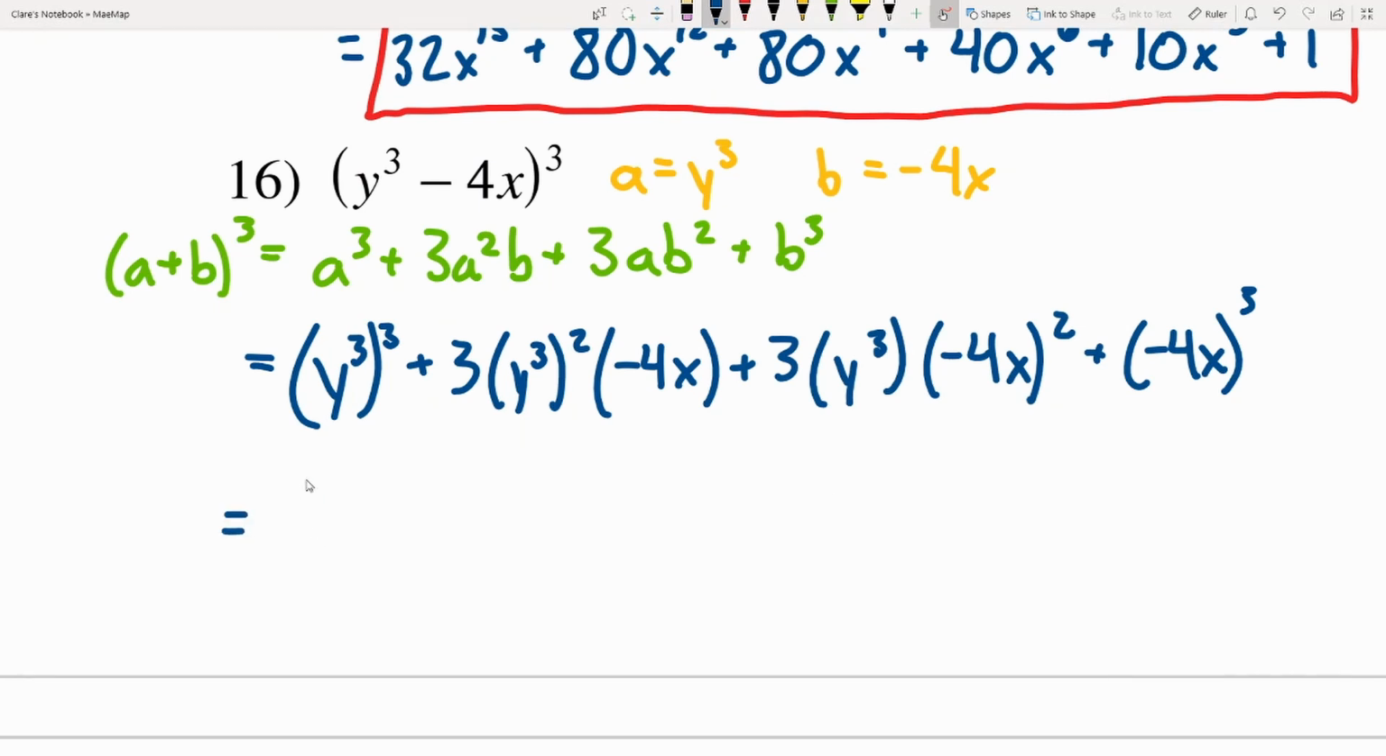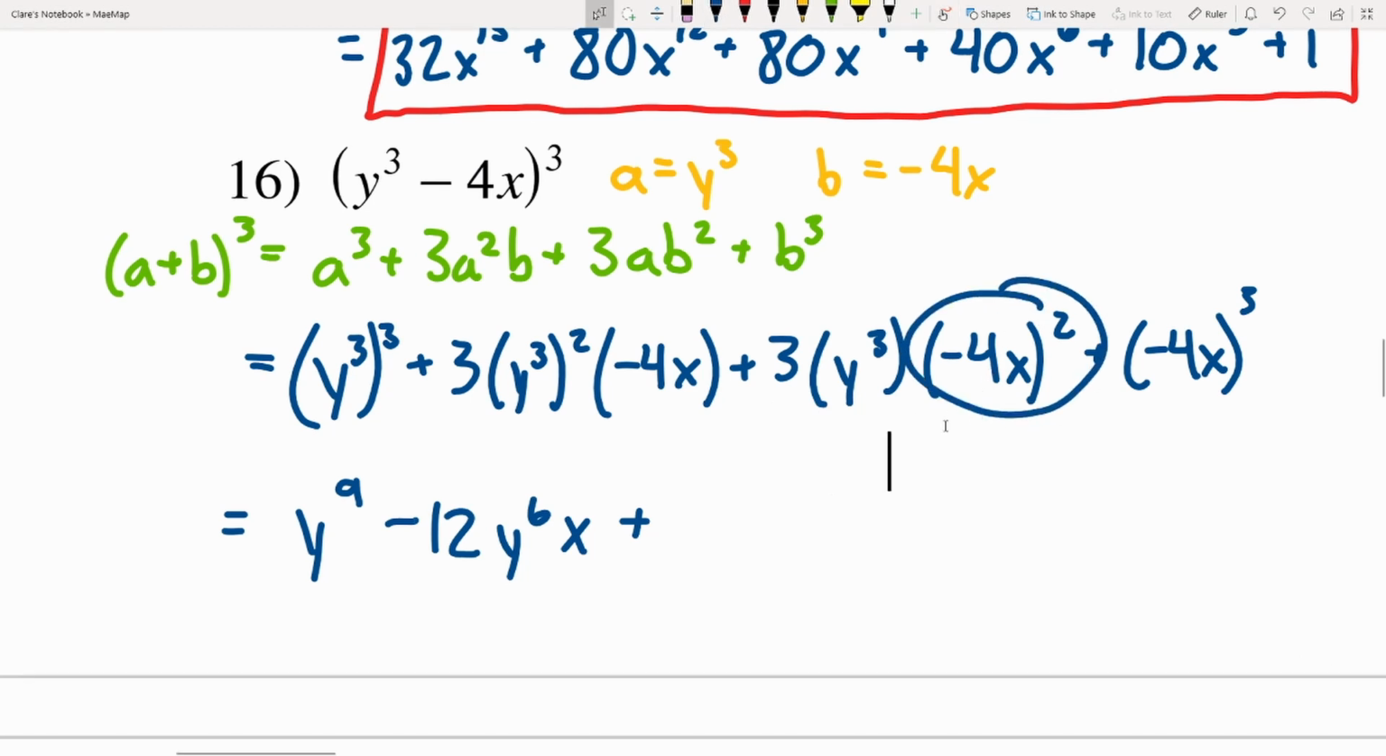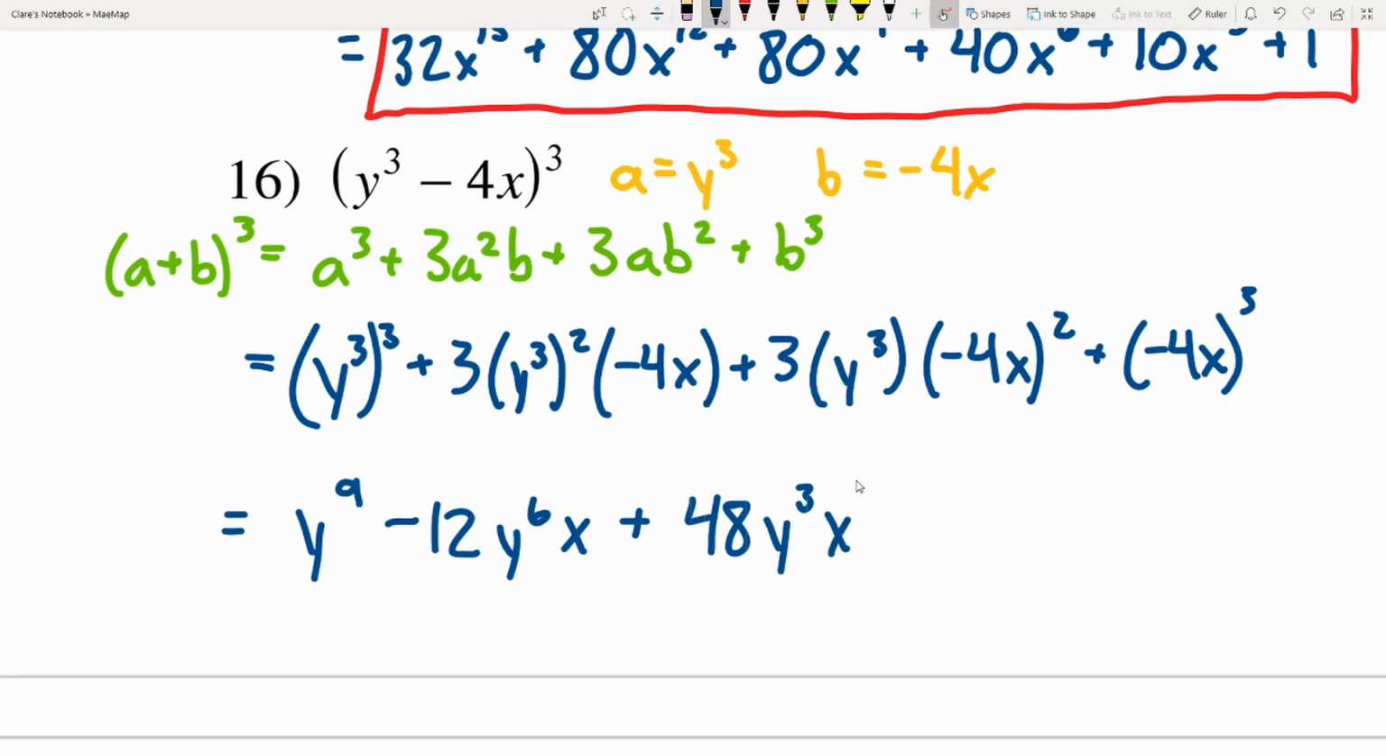Y cubed cubed is y to the 9th, minus, because this term is going to be negative. Negative 4 times 3 is a negative 12, so I'm going to subtract 12 times y to the 6th, because y cubed squared is y to the 6th, times x, plus this term will be positive because a negative squared is positive. So 4 squared is 16. 16 times 3 is 48, so that's 48y cubed x squared.